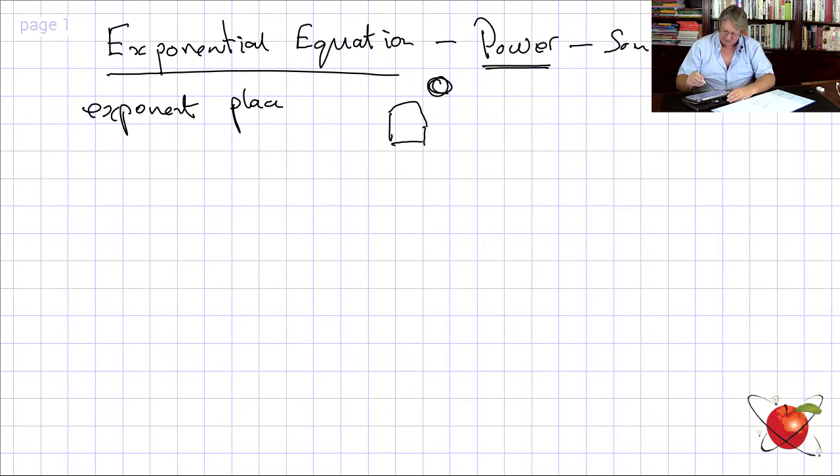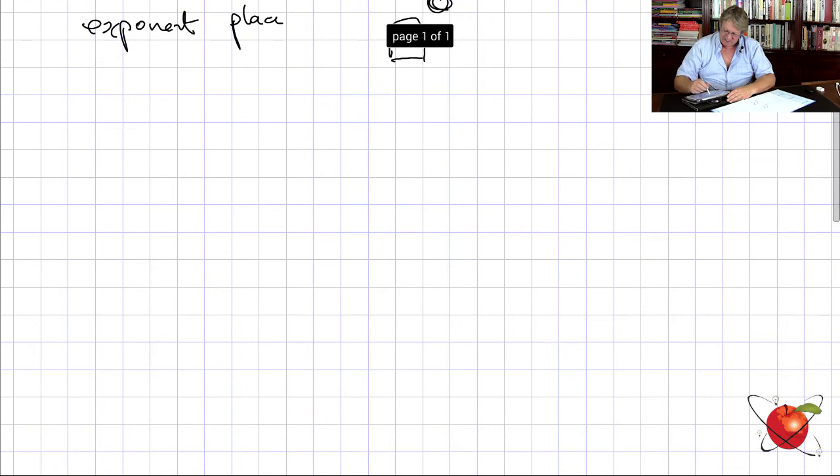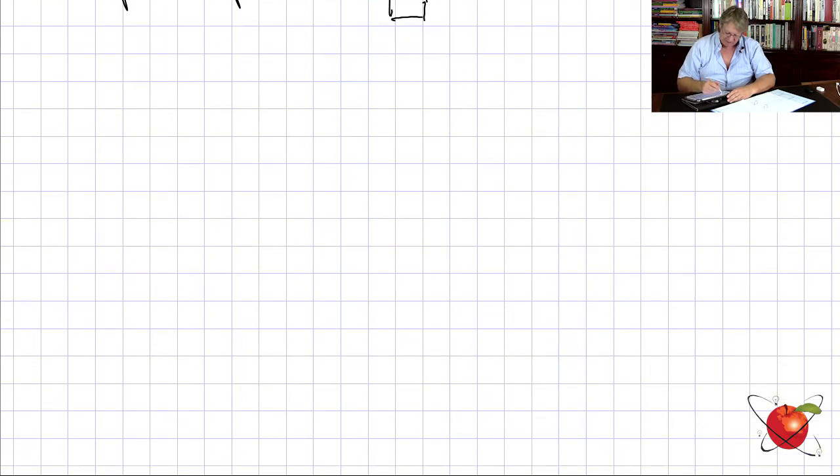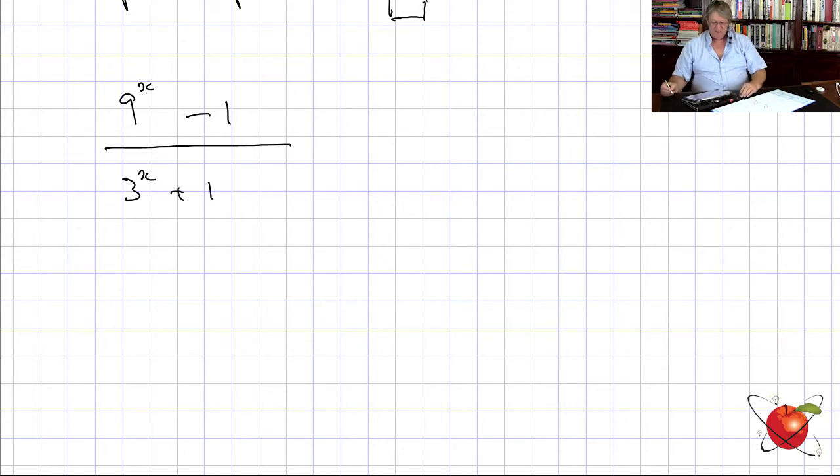That's an exponential equation. What do they look like? Well, by now, you've obviously seen them, but they look like this. Here's an example of it: 9 to the power of x minus 1, divided by 3 to the power of x plus 1. This is an example we're going to do. What did we say? Step 1 was always prime factors. You'll see it's the same.